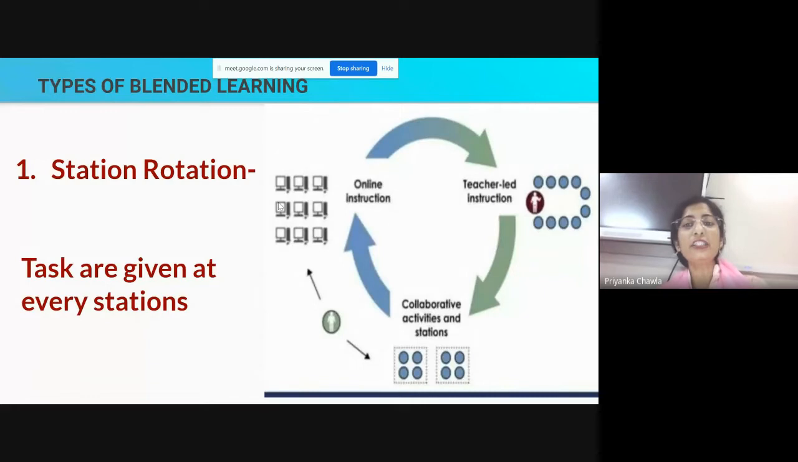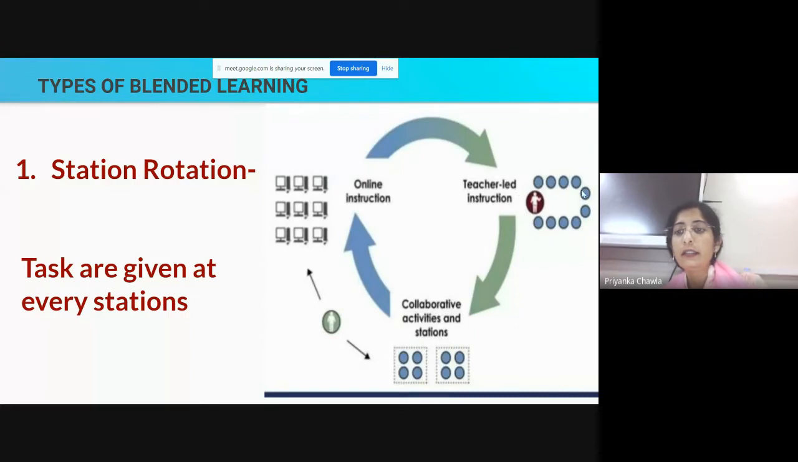The first one is station rotation. Station rotation means tasks are given to each and every student at a different level. As the name itself suggests, station rotation means station wise. Suppose there is a class of 60 students. At one time, 20 students will meet their teacher, and the teacher is going to explain the things. These 20 students are then forwarded and given another task. That means they are into group discussion and collaborative activities.